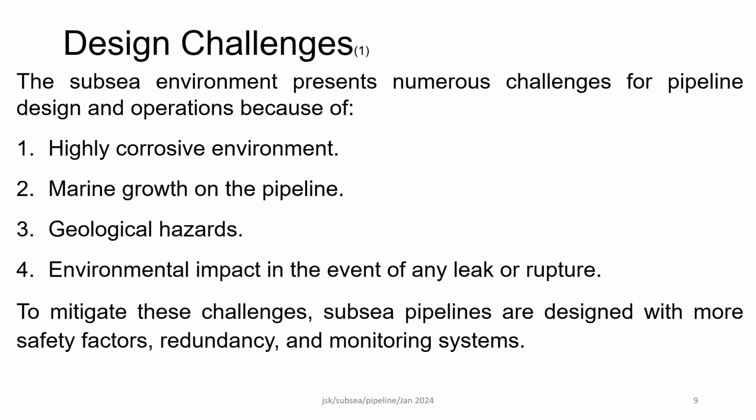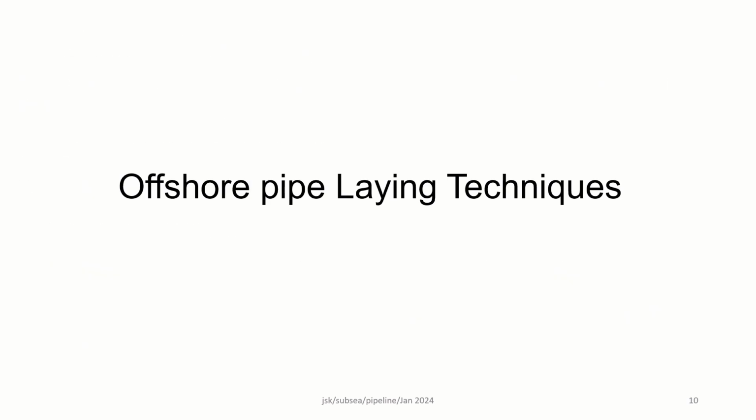The subsea environment presents numerous challenges for the pipeline: highly corrosive conditions, marine growth on the pipelines, geological hazards, and environmental impact in the event of leakage. To mitigate these challenges, subsea pipelines are designed with more safety factors, redundancy, and monitoring systems.